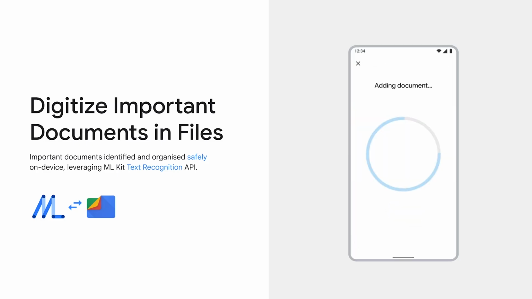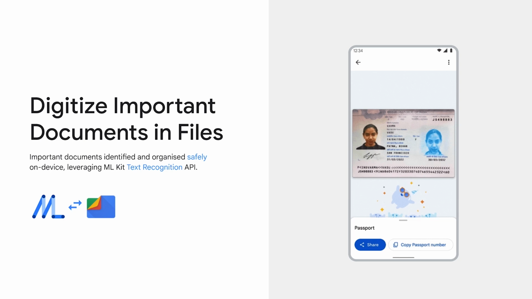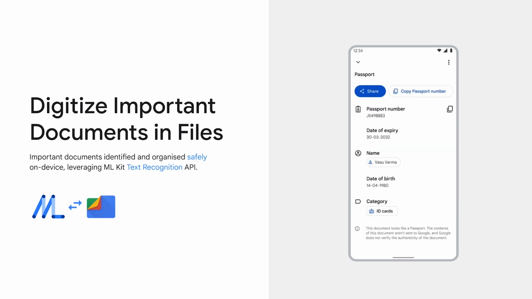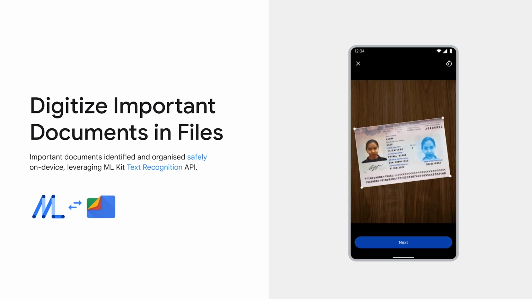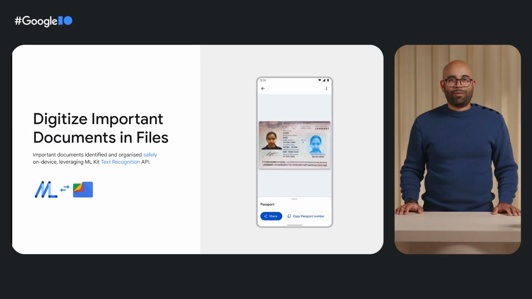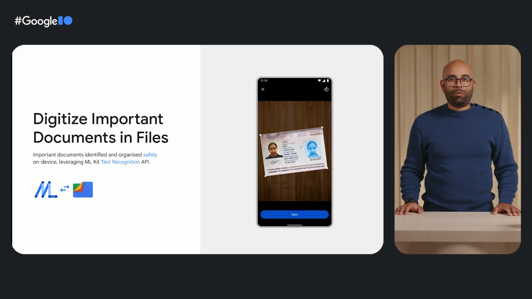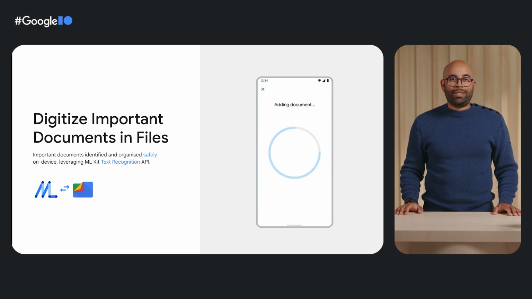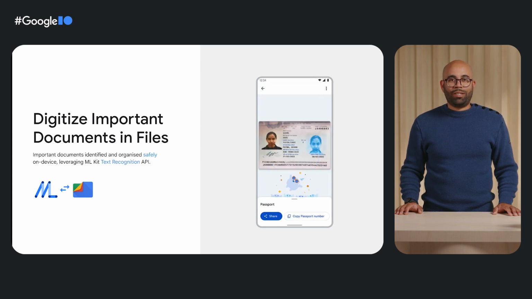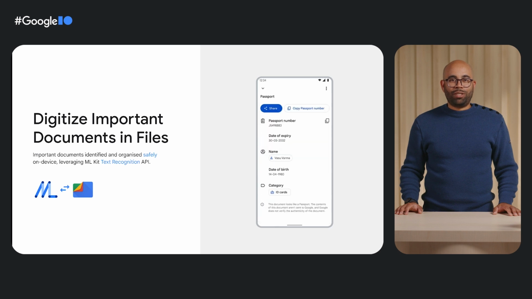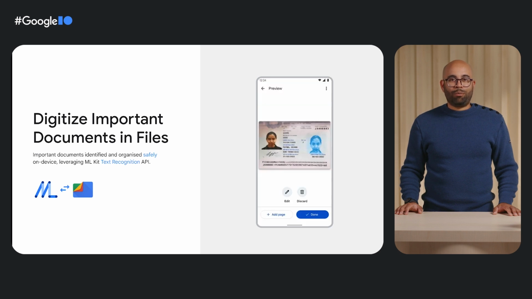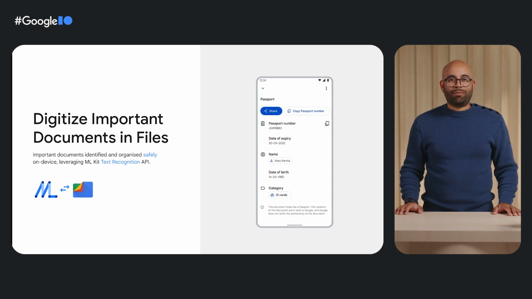Second, the Android team in India is creating a solution to digitize important documents by scanning and extracting its key information. It leverages MLKit on-device text recognition API and other on-device ML classification models to classify the documents, in this case a passport, and extract key fields. All of this processing is done on device.